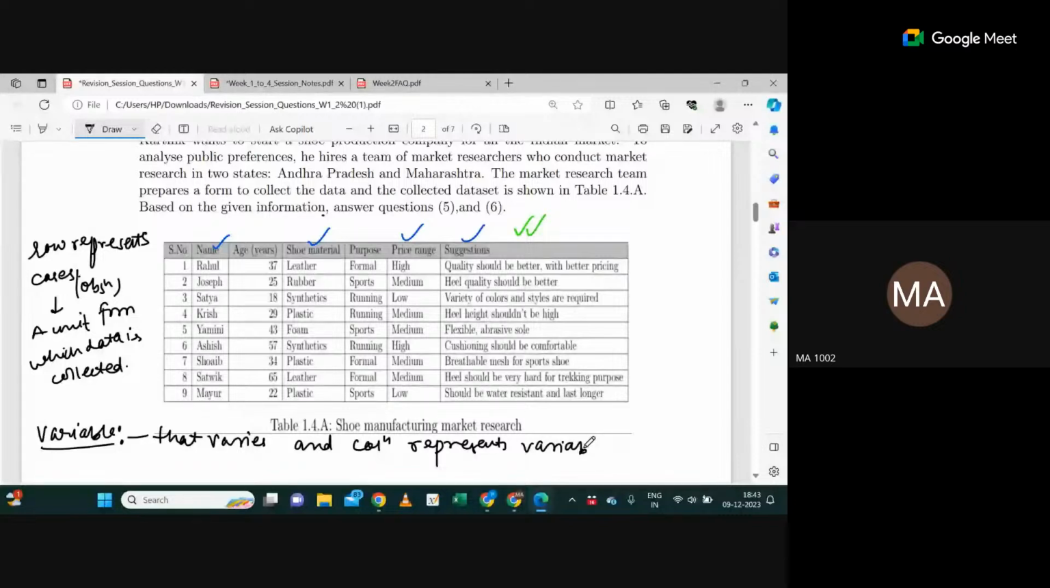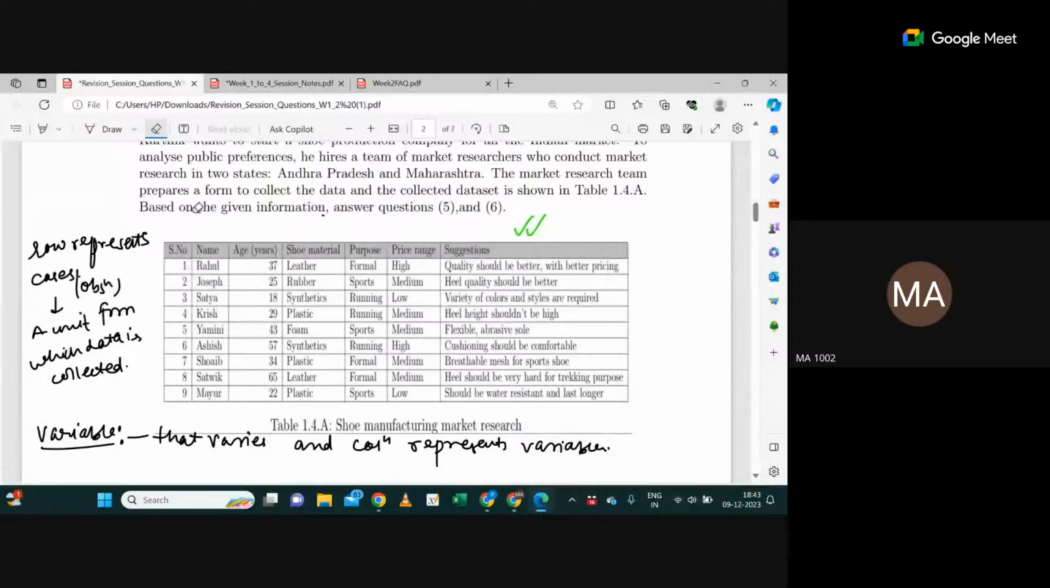Okay. Now, if you see here, someone told me name and price range are the cases. No, name is the variable. Because a column represents the variable, name is the variable, price range is the variable. Because if you see under the name column, all values are varying or not, right? Rahul, Joseph, Satya, Yamini, and so on. Price range, things are varying. Yes or no? So name and price range are not cases or observations. These are variables. Age is a variable. Shoe material is a variable. Purpose is a variable. Okay. So a column represents the variable.